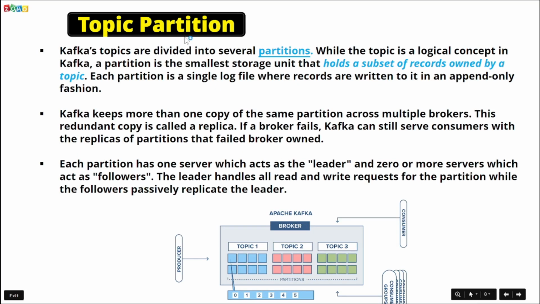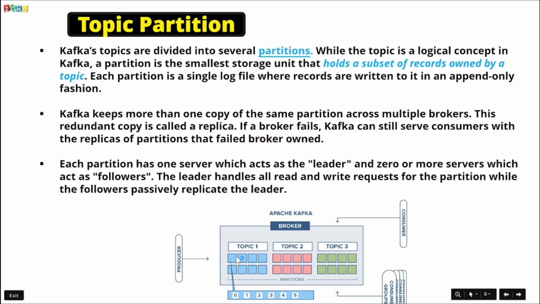Another important part is the partition. Kafka topics are divided into several partitions. While the topic is a logical concept in Kafka, a partition is the smallest storage unit that holds a subset of records owned by a topic. Each partition is a single log file where records are written to it in an append-only fashion. So in this image, you can see this is the topic, and this blue square and red square are the partitions.